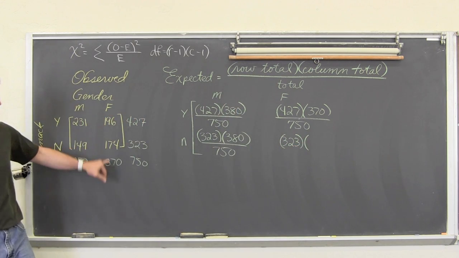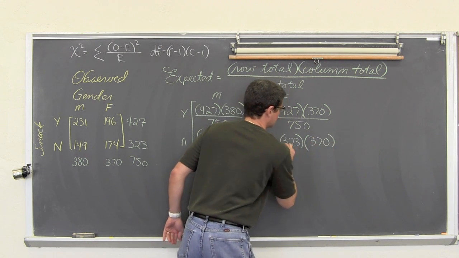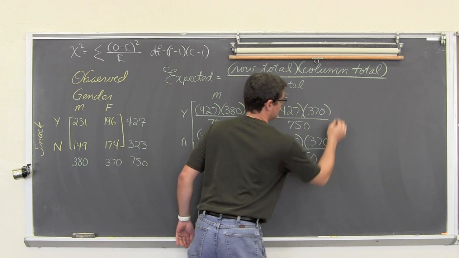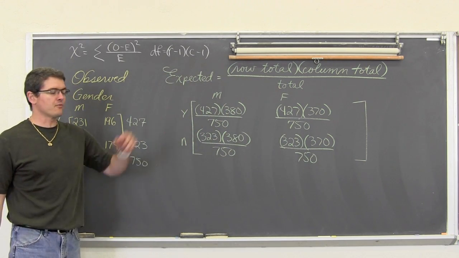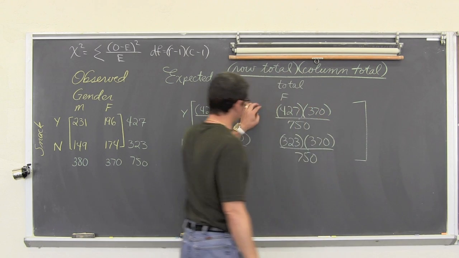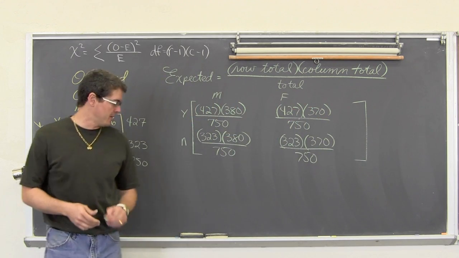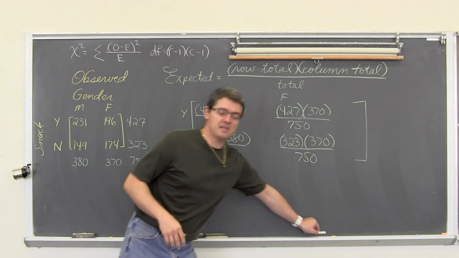Column total again, 370 over 750. Now I'm leaving some extra space because I don't have room to write a whole new matrix. Of course, I guess I could have squeezed it over here, but I'm just going to put the answers next to these calculations for you. And let's just do that in a different color, white, so it's easier to see.